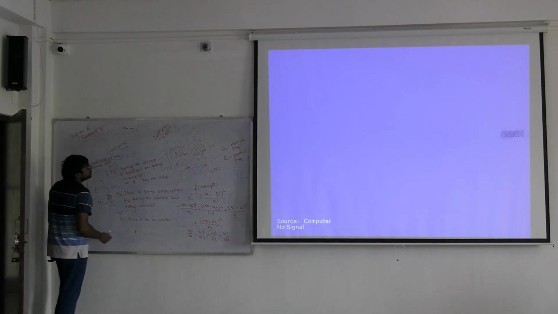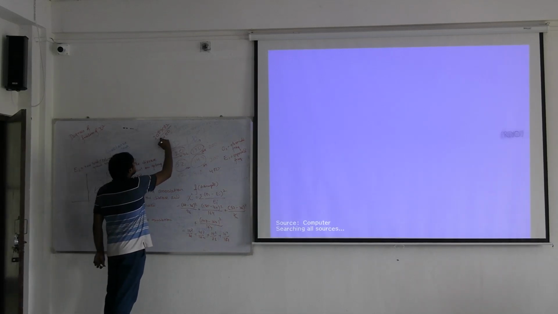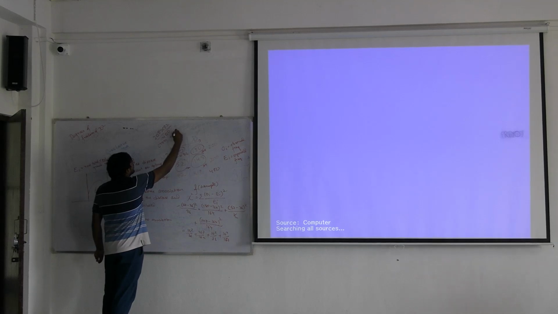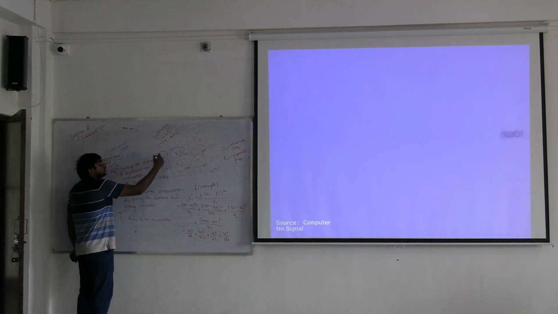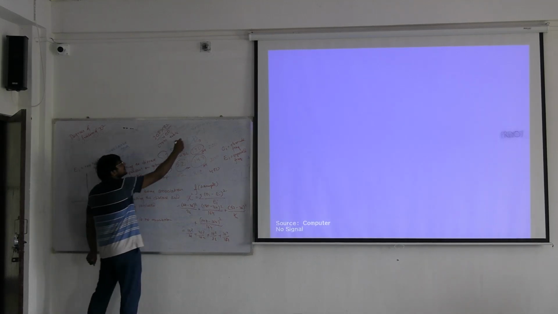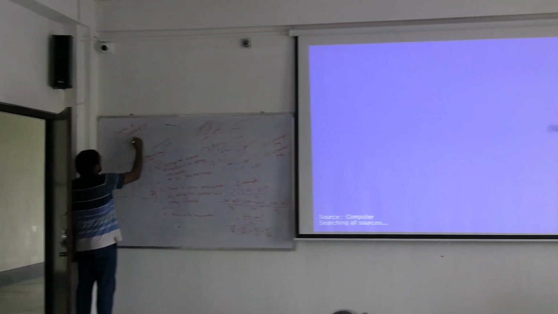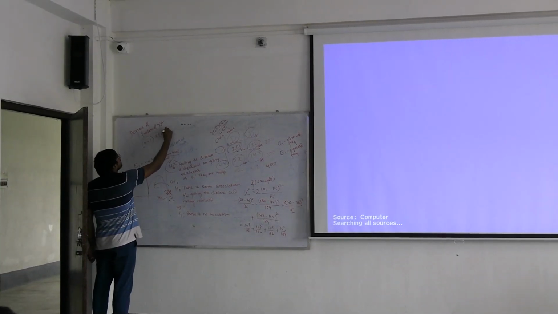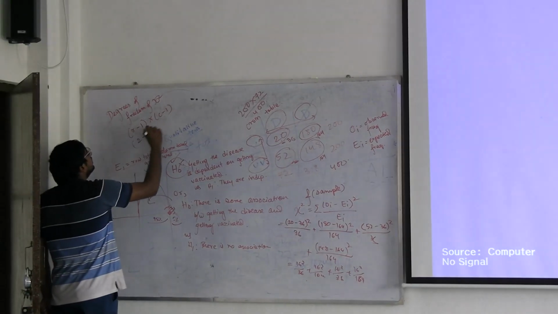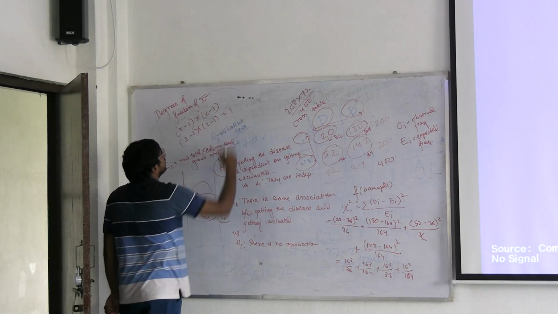What is degrees of freedom? Say this is the cross table. How many rows are there? 2. How many columns are there? 2. So what will be the degrees of freedom? R minus 1 into C minus 1. 2 minus 1 into 2 minus 1, which will give 1.